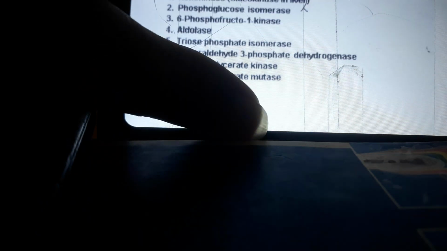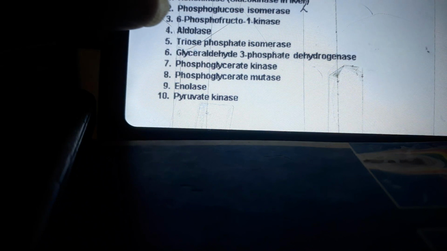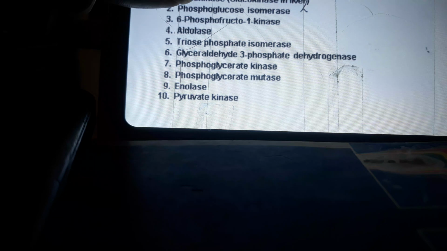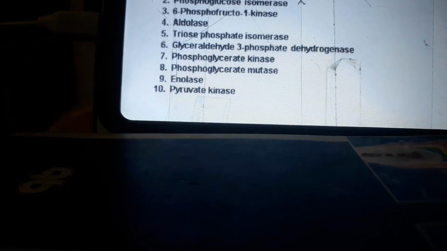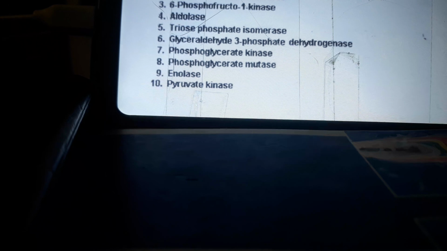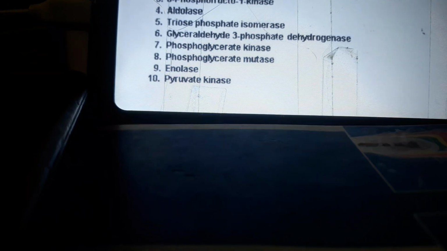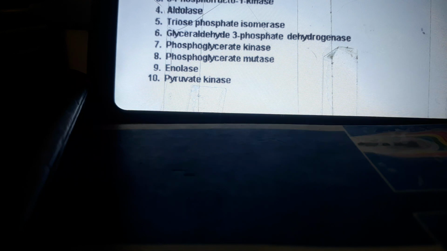And see this list? These are the list of enzymes which I spoke about, which is that hexokinase, glucokinase in liver and pancreatic B cells, the phosphoglucose isomerase, 6-phosphofructose 1 kinase, or aldolase, triose phosphate isomerase, glyceraldehyde 3-phosphate dehydrogenase, phosphoglycerate kinase, phosphoglycerate mutase, enolase, and pyruvate kinase. All right.